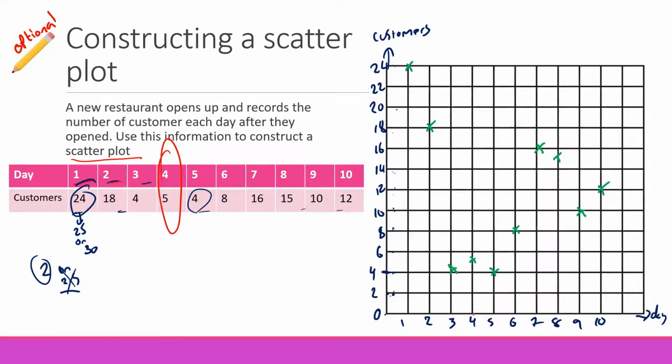So I'm going to go across to 4, I'm going to go up to 5. Yep, that'll do. That's in the right spot. Tick for that mark for accuracy. So, and that's how I do it as a teacher.